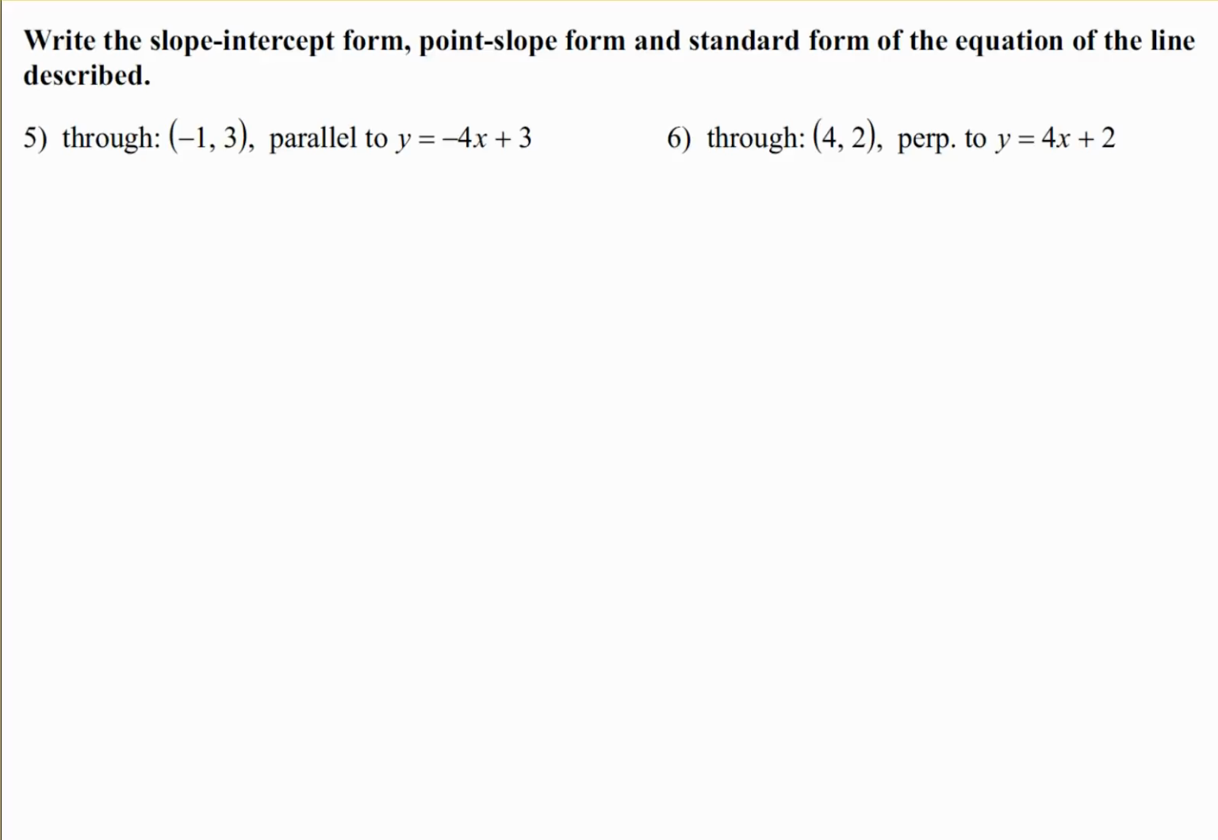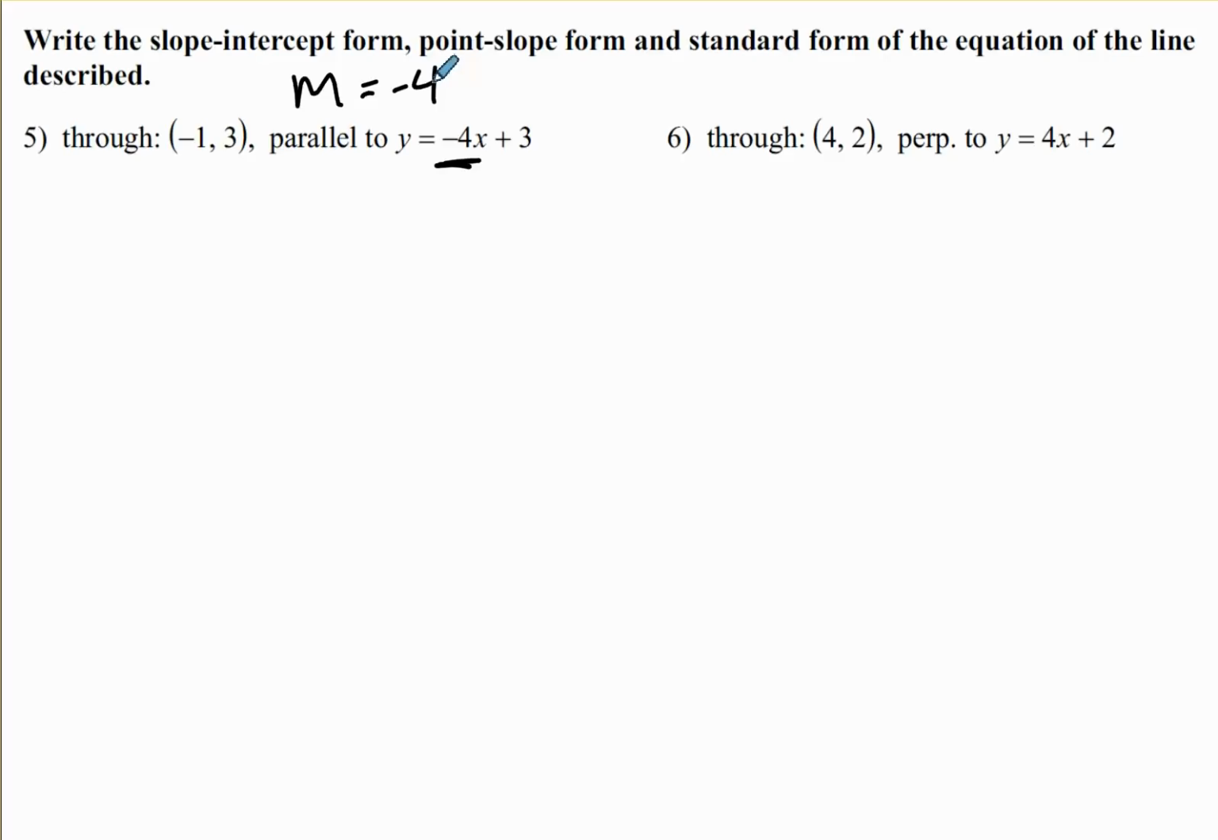So we want our line to go through the point -1, 3 and be parallel to y equals -4x plus 3. So parallel lines have the same slope. So we're looking for a slope of -4. M equals -4 here.